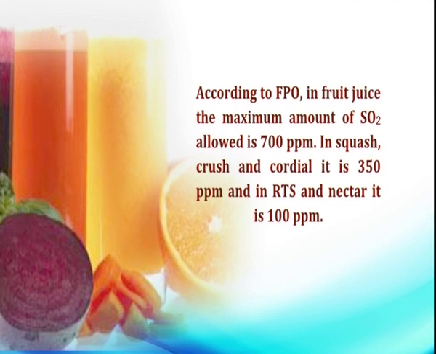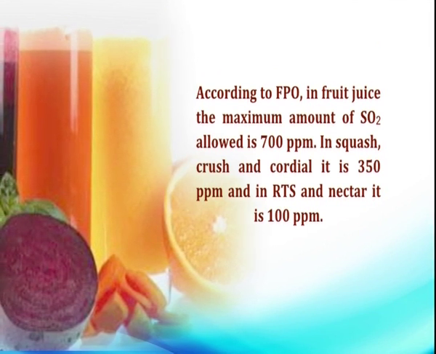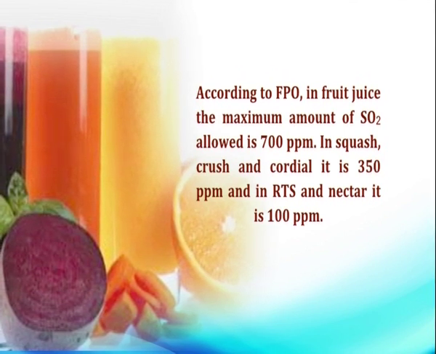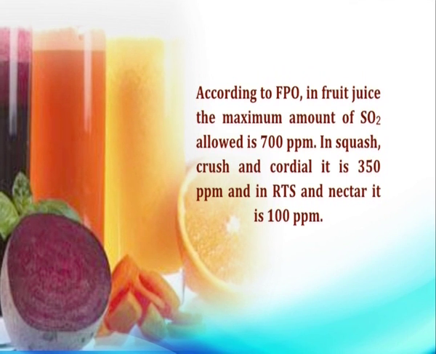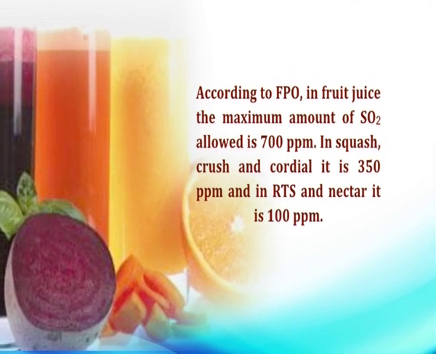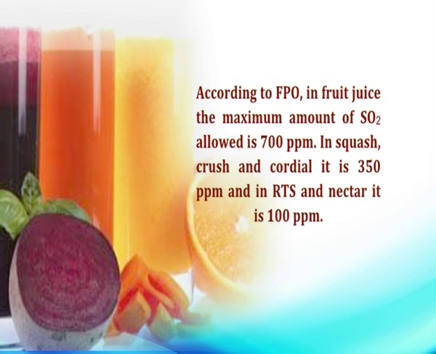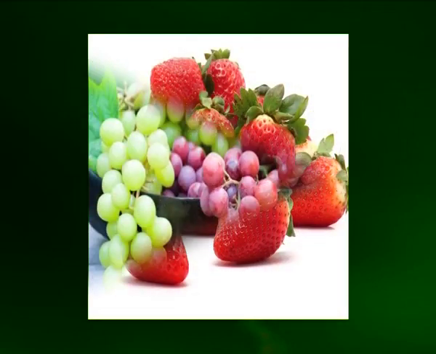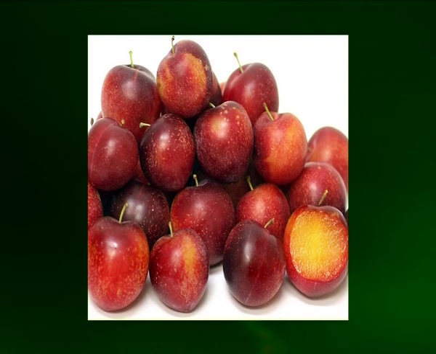According to FPO, in fruit juice, the maximum amount of sulfur dioxide allowed is 700 ppm. In squash, crush and cordial, it is 350 ppm and in RTS and nectar, it is 100 ppm. However, because of its bleaching action, sulfur dioxide cannot be used in some of the naturally colored fruit products like those made of falsa, pomegranate, strawberry, colored grapes, plums, etc.